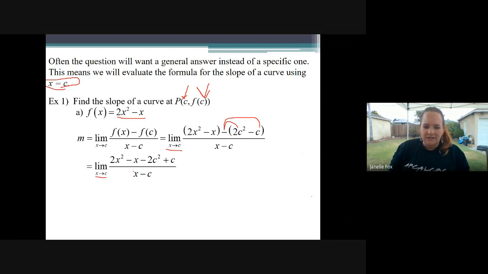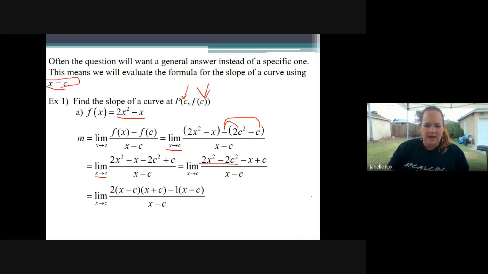So what can I do to this top? I almost feel like it's going to be a factoring by grouping question, and I'm going to reorganize this just a teeny smidge. I'm going to write this as the limit as x approaches c of 2x squared minus 2c squared minus x plus c. I think on that, what I can do is take a 2 out of these two terms right here. I'm going to do that next.